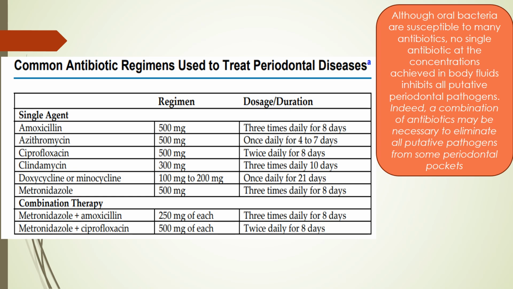So this is the regimen that can be used to treat periodontal diseases. We have given the dosage and the drug names, so you can go through it. There is amoxicillin 500 milligram 3 times daily for 8 days, azithromycin, ciprofloxacin, clindamycin, doxycycline or minocycline, metronidazole 500 mg 3 times daily for 8 days, and combinations. As we told, there is metronidazole and amoxicillin, and metronidazole and ciprofloxacin.